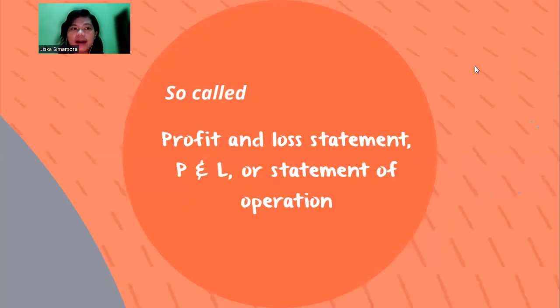Okay, so the income statement is also called the profit and loss statement, or some documents will write it as P&L, or some people will say in conversation the statement of operation. So if you see these three terms, it means they refer to the income statement.